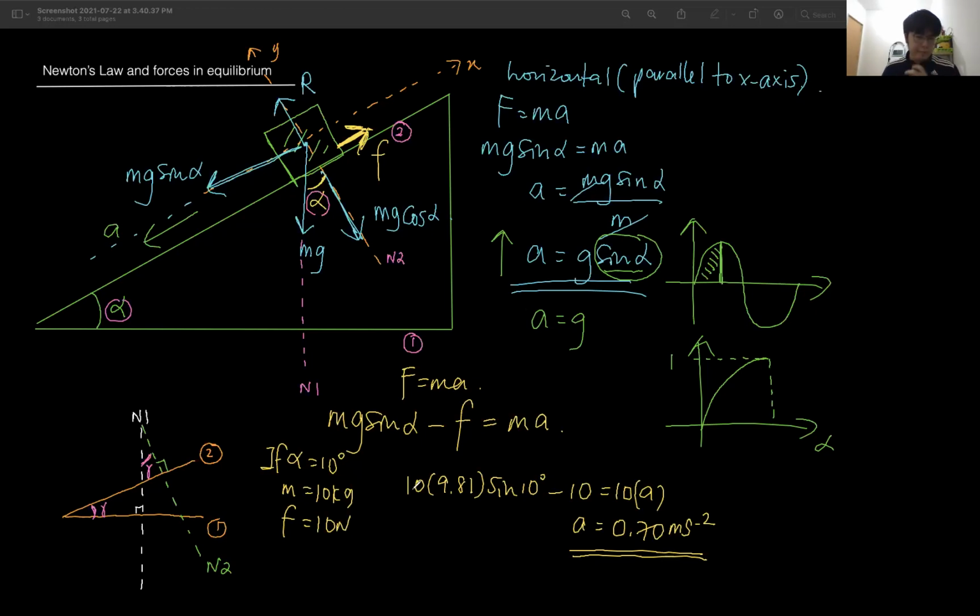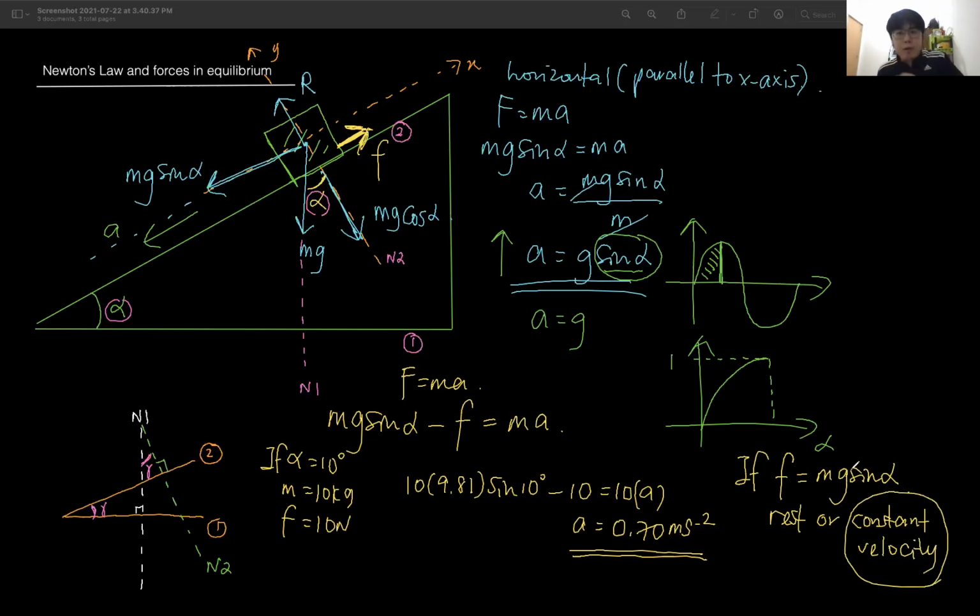Still, there is acceleration. If the friction is the same as mg sine theta, what do you get? Then this would be in equilibrium, meaning it will be at rest, or it can slide down with constant velocity. This one you have to remember, because many students forget the second one. If it's at rest, then obviously it's equilibrium. Sometimes the question says it is sliding down with constant velocity. Then you have to know it is also equilibrium.